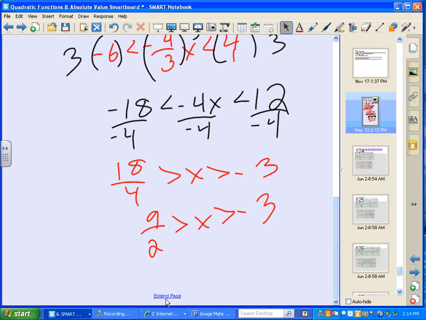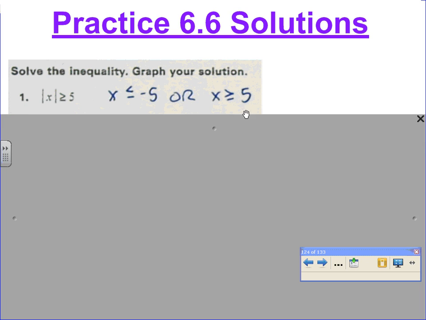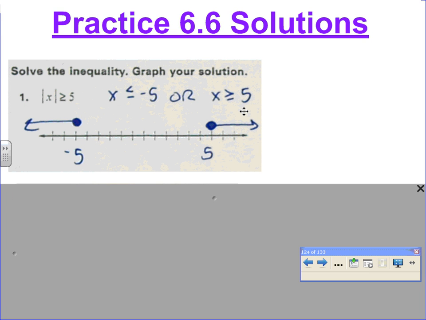Anyone else? Okay, I'm going to read through homework answers, so take out 6.6 so that we can make sure you guys are okay. If something is wrong, you're not sure of something, please let me know.